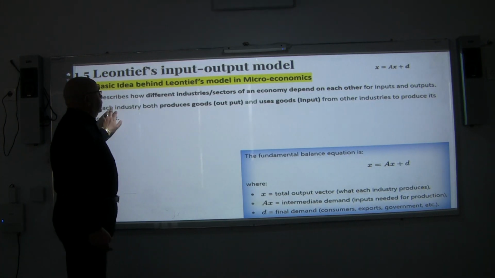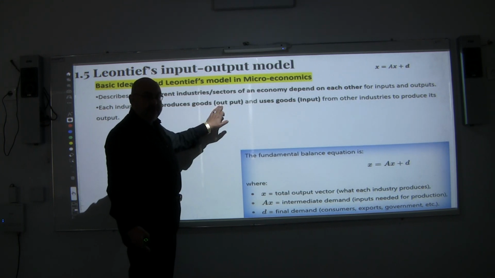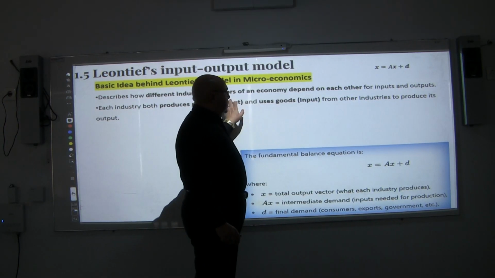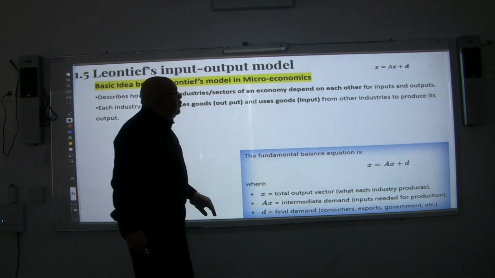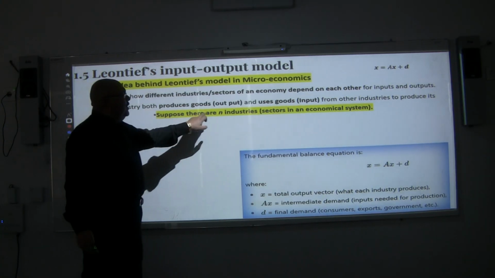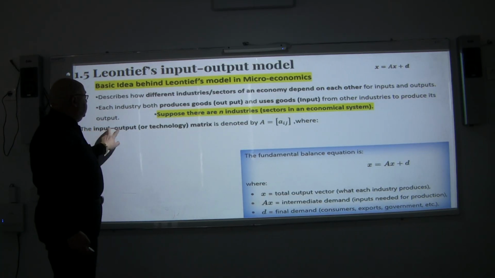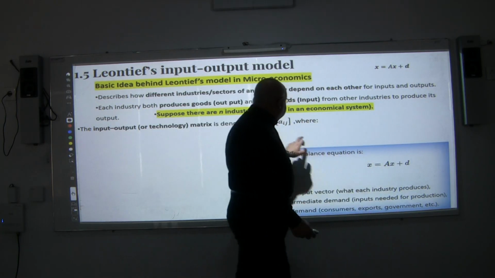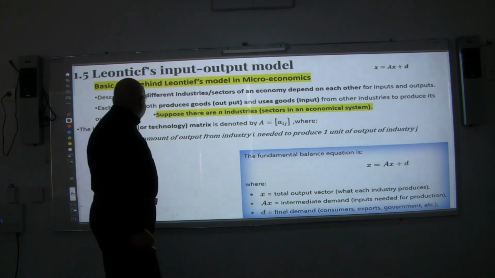Each industry both produces goods, which means output, and uses goods, which means input. So each sector will have an input, and then it will have an output, from other industries to produce its output. Suppose there are n industries or sectors in an economic system. The input-output, or technology matrix, which is A, with all the elements a_ij that exist in A, can be expressed as follows.